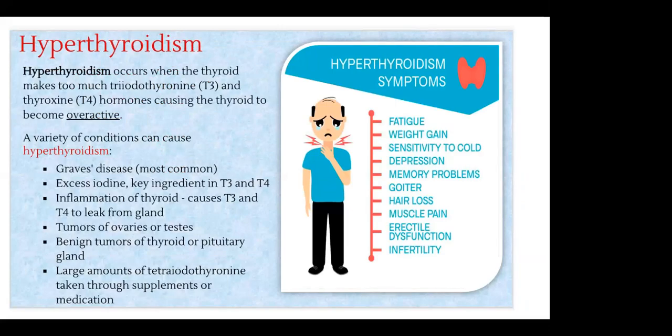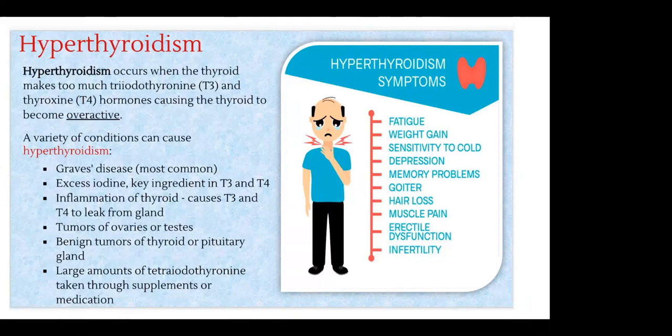Let's look at some of the symptoms of hyperthyroidism. Again, hyperthyroidism occurs when the thyroid gland makes too much T3, or triiodothyronine, and too much T4, or thyroxine. This is a condition that causes the thyroid to be overactive. A variety of conditions can cause hyperthyroidism, but Graves' disease is the most common. Excessive iodine, inflammation of the thyroid, even tumors of the ovaries and testes can cause hyperthyroidism. Benign tumors of the thyroid or even the pituitary gland, remember that's a gland that produces TSH, can cause it. Large amounts of tetraiodothyronine taken through supplements or medications can also cause hyperthyroidism.